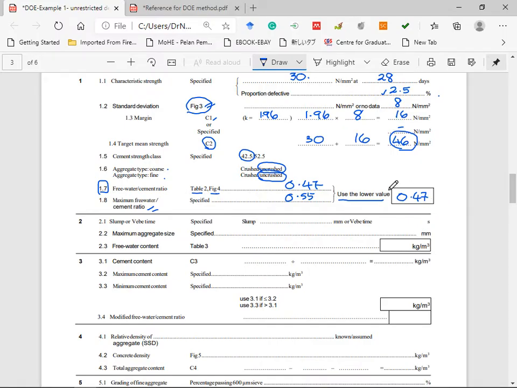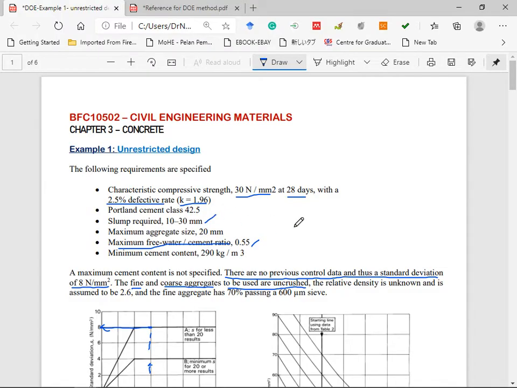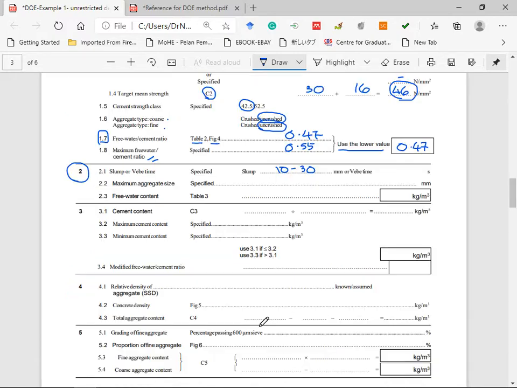The summary of Stage 1 is recorded in this table, in this rectangular shape: 0.47. Next is Stage 2, to determine the free water content, in units of kilograms per cubic meter. Our slump is in the range of 10 to 30 mm, as given in the question, and our maximum aggregate size is 20 mm.